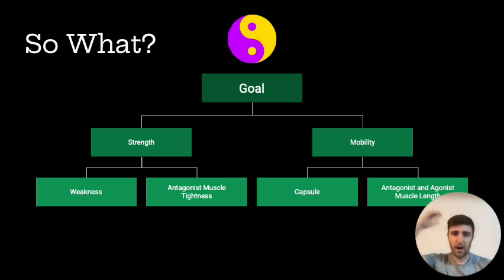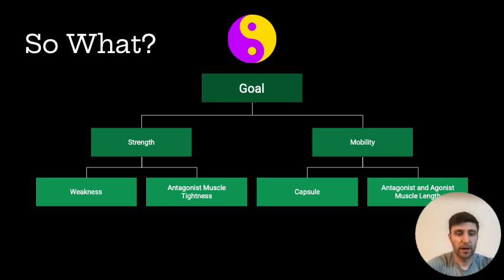So what? Why is this live stream going on? This live stream is going on because we have a goal. This is in physical therapy, but this is also my personal life. I want strength and I want mobility. I don't just want my shoulder to have full range of motion. I want to be strong in that full range of motion.